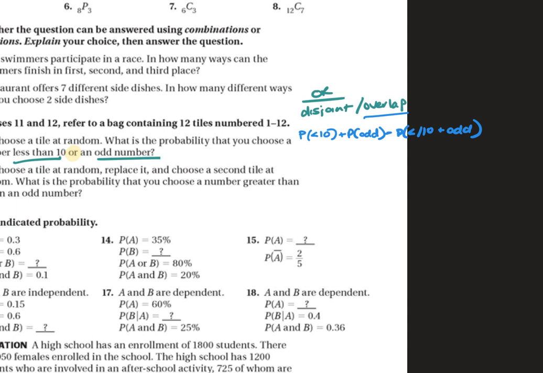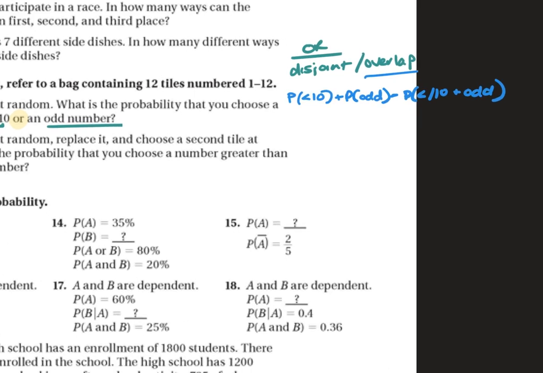So if there's a bag containing 12 tiles, how many of them are less than 10? 1, 2, 3, 4, 5, 6, 7, 8, 9, right? So 9 out of 12. Odd: 1, 3, 5, 7, right? Half of them, 6 out of 12. And then less than 10 and also odd would be 9, 7, 5, 3, 1. So it's 5 out of 12. So this is 15 minus 5, or 10 out of 12, or 5/6.